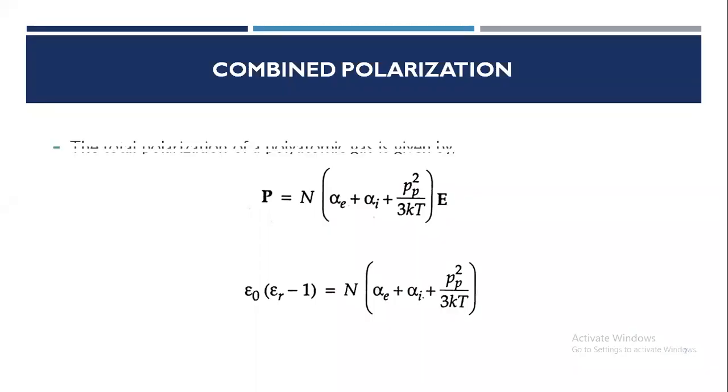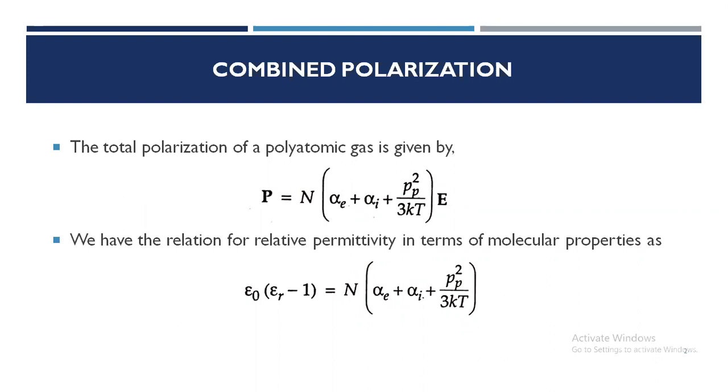Let's see first combined polarization. The total polarization of a polyatomic gas is given by simply the sum of all the three types of polarization. Those three types are nothing but electronic polarization, ionic polarization, and the last one, orientational polarization. So the sum of all these polarizations is nothing but combined polarization.